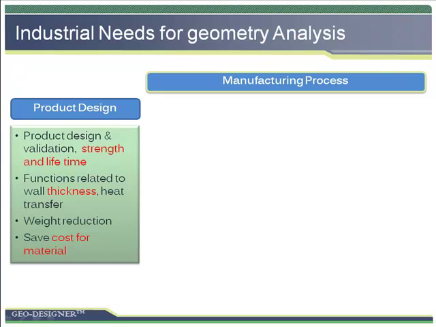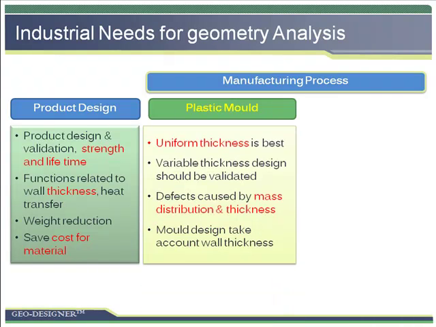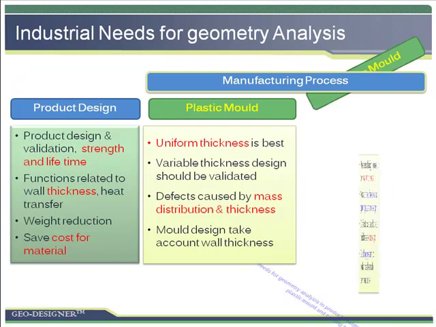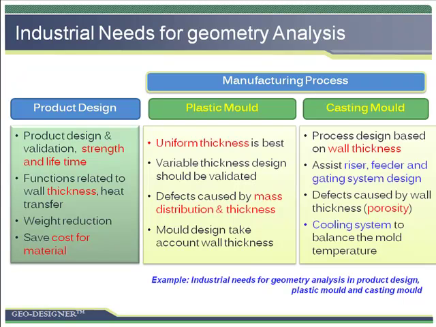Let's have a look at the industry requirements of geometry analysis. At the product design stage, the designer needs to take care of the functions, strength and lifetime, so functions related to wall thickness, heat transfer and weight reduction are the first considerations. For plastic mold, to avoid defects in the manufacturing process, uniform thickness is the best, and variable thickness design should be validated. Many defects are caused by mass distribution, so geometry checking is very important.